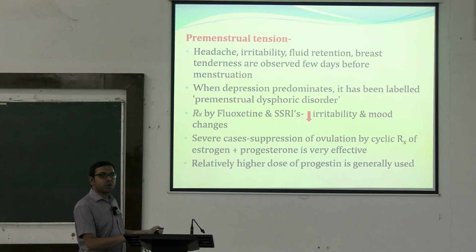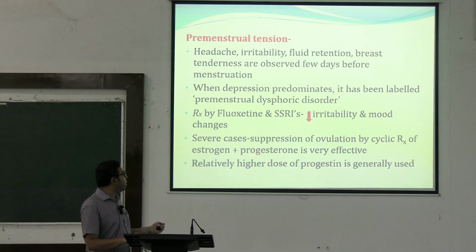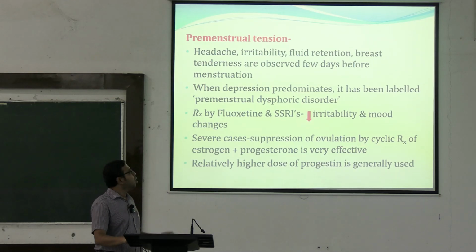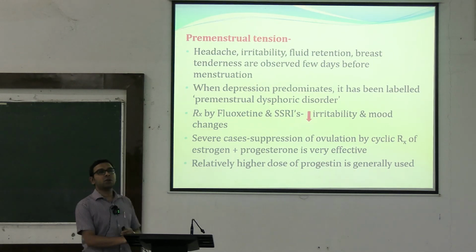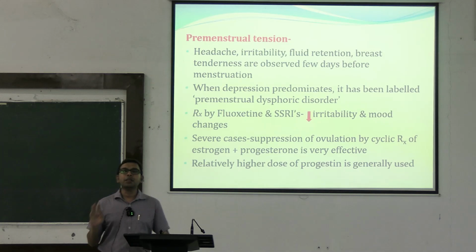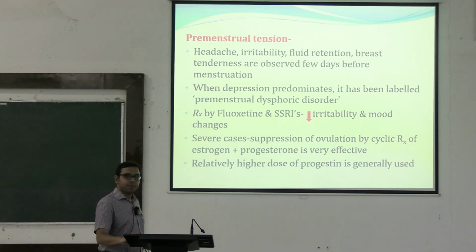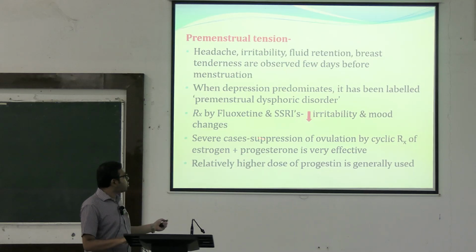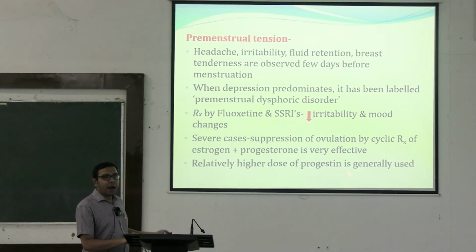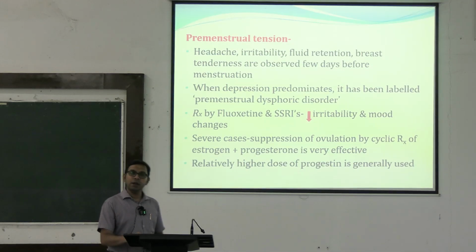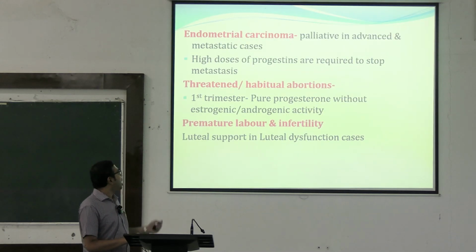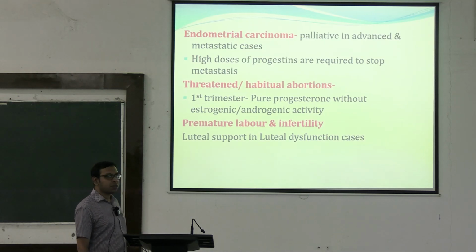In severe cases, we can suppress the ovulation by cyclic treatment of estrogen and progesterone. So remember, in premenstrual tension, we can use an antidepressant drug like the selective serotonin reuptake inhibitor fluoxetine. We can use the combination of the estrogen and progesterone. Relatively higher doses of the progesterone are usually needed for its treatment. Apart from this, it can be used in endometrial carcinoma, as palliative therapy in advanced and metastatic cases. High doses of the progestins are needed.